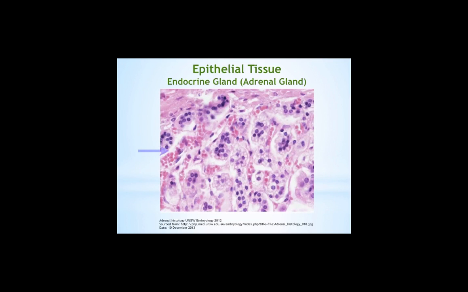Now, an endocrine gland has no ducts. As I said, it secretes directly into the blood supply. The gaps that you see here are artifacts from the preparation of the specimen, so you don't get distracted by those. The nuclei are the glandular cells, and the arrow is pointing to the blood vessels that are surrounding the glandular tissues.